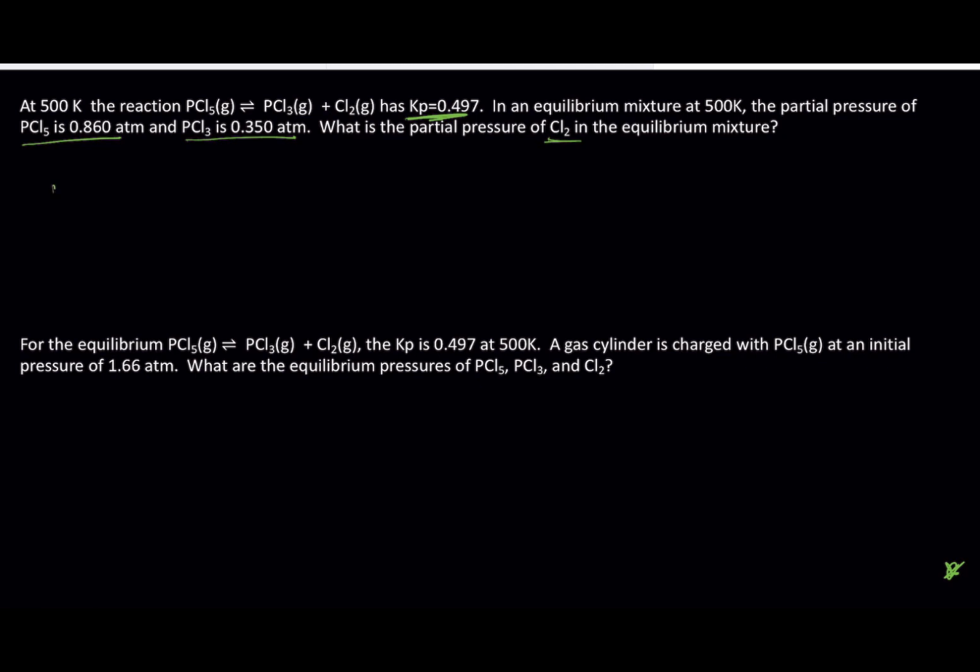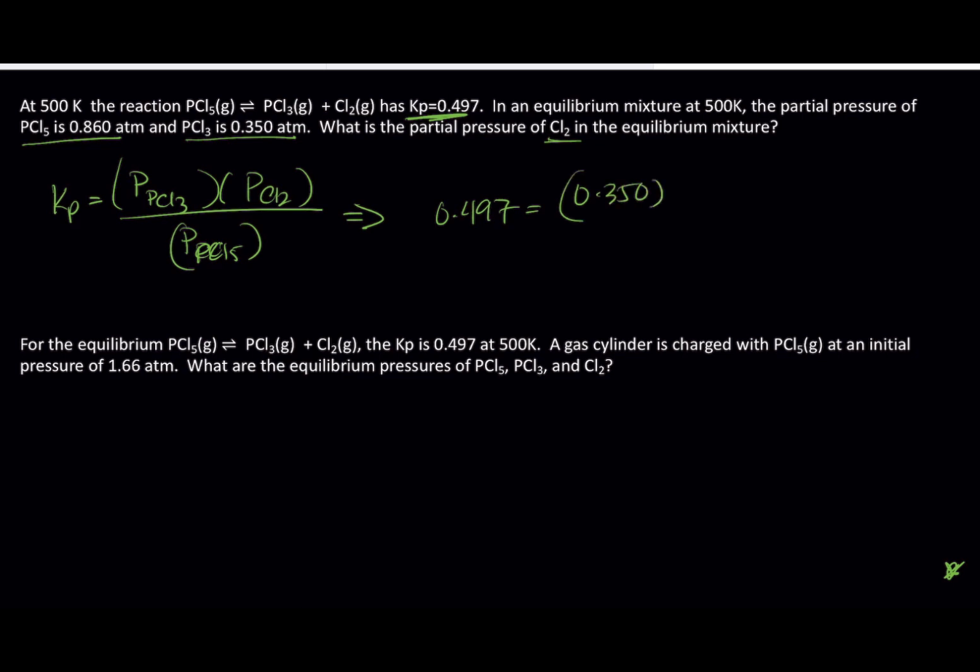So let's start with a Kp expression. Kp, again, is equal to PCl3 times PCl2 over PCl5. And we're going to plug in what we have. So we have 0.497 is equal to PCl3, which is 0.350, times my PCl2, over 0.860. And we would just solve for my PCl2. That is something that you have been doing since like 7th grade, and you can do that.